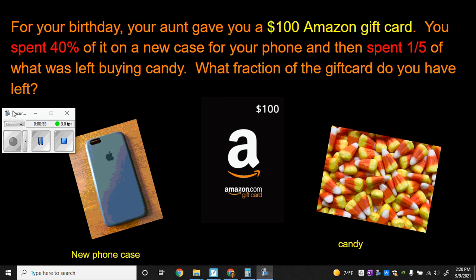Now the first problem that you guys have is that for your birthday, your aunt gave you a $100 Amazon gift card. Sweet, nice, nice aunt. All right, cool. Now you spend 40% of it on a new case for your iPhone, and then you spent a fifth of what was left over buying candy. And we want to know what fraction of the gift card do you have left. So you start out with 100, you spend 40% of it on a new iPhone case, you spend a fifth of what was left buying candy, and I want to know how much you'll have on the gift card at the end of all that.